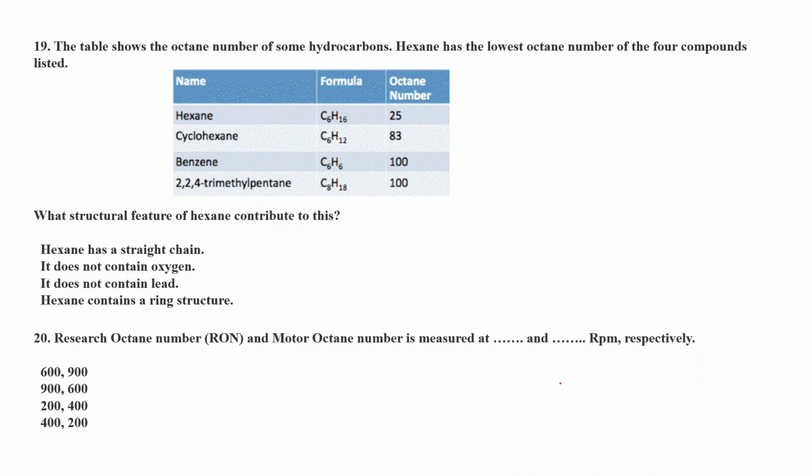Basically, so the B and C is not correct. Hexane contains a ring structure, which is not correct. Hexane has a straight chain. So the answer is hexane has a straight chain. Therefore, it has the lowest octane number.